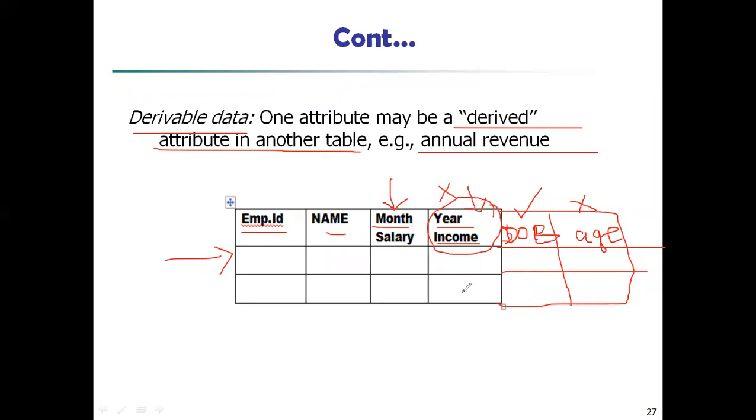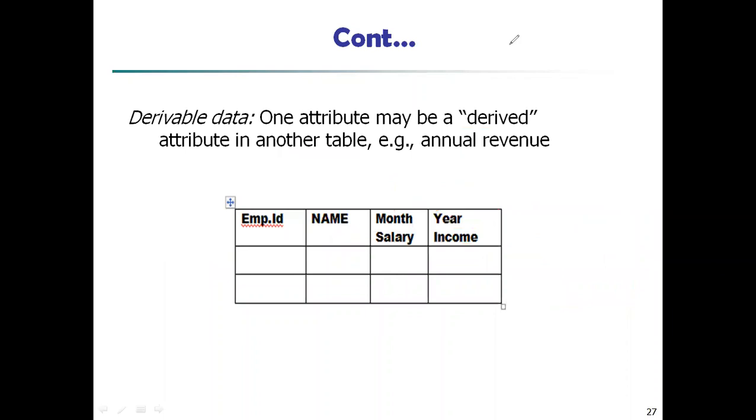You need to identify this kind of attributes also. This is the second problem, I mean the second kind of redundancy. Is it clear?